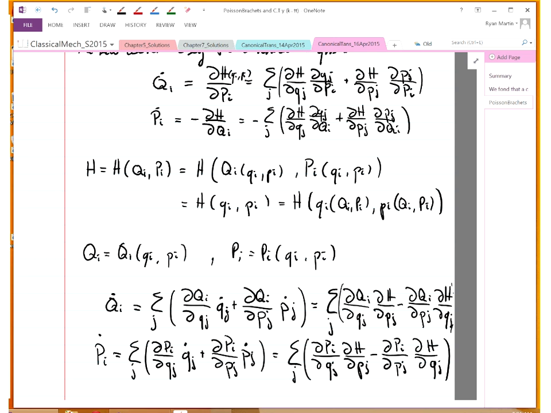Now, I actually have two different ways of writing Qi dot and Pi dot. So those two things must be equal, right?